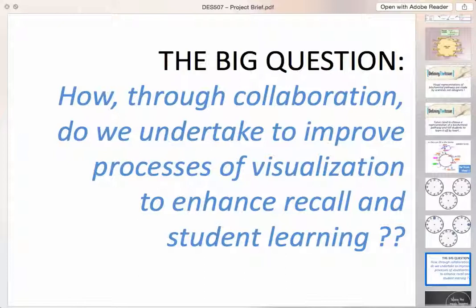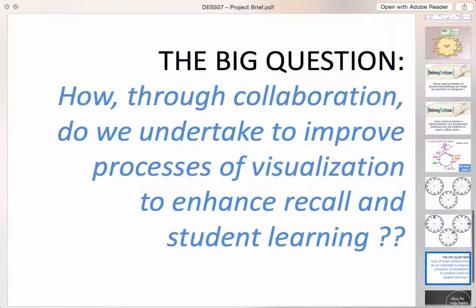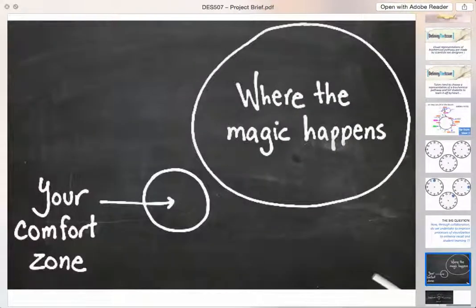So basically improving the process of visualizing this information and to enhance the recall of students' learning. Where the magic happens, your comfort zone. So it's trying to get people into their own comfort zone and keeping a bit of magic around that. I feel I could do that.